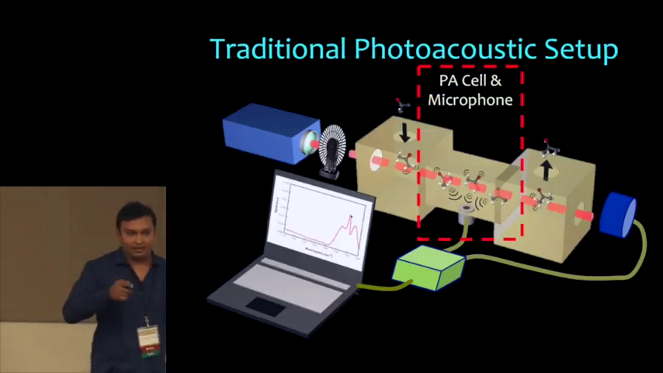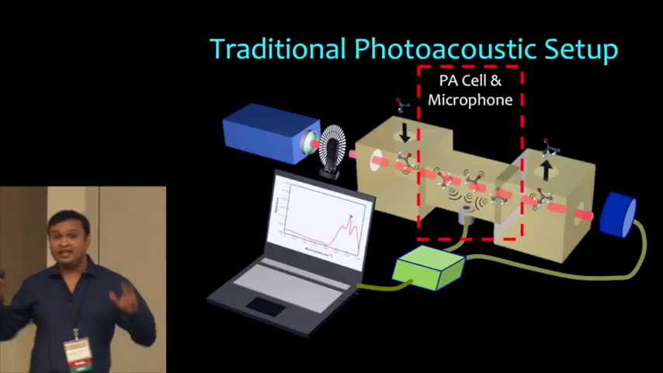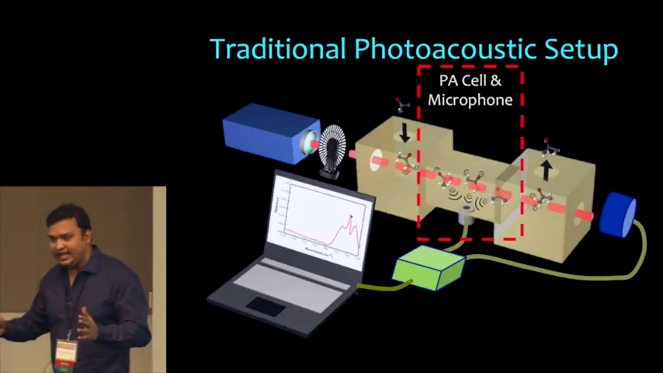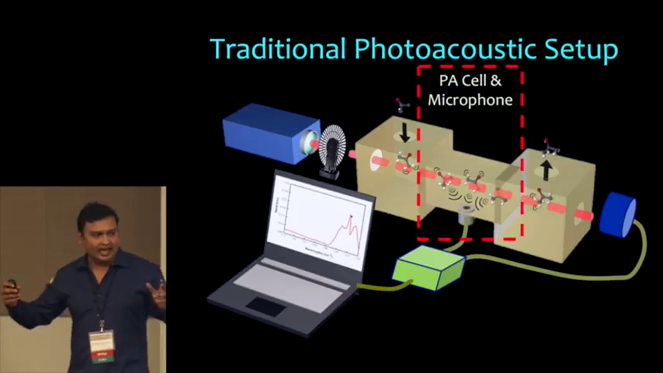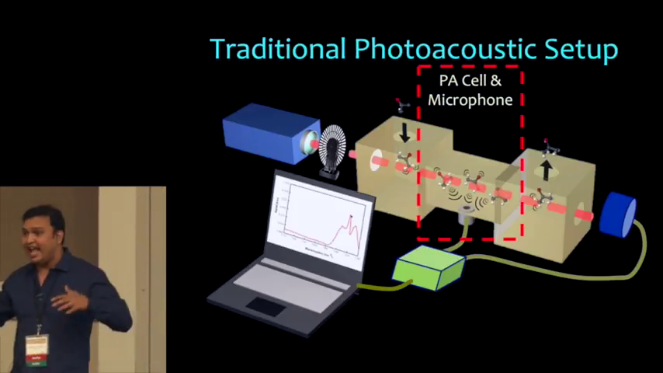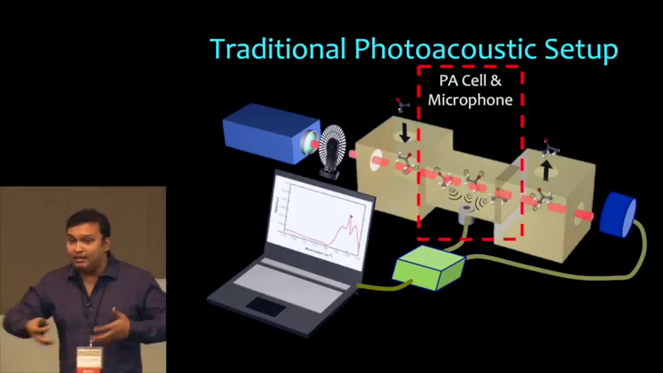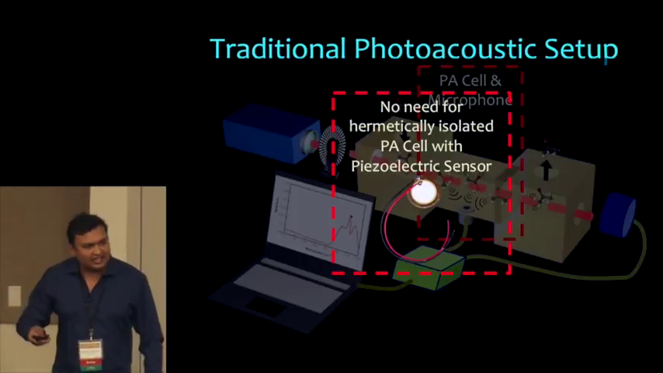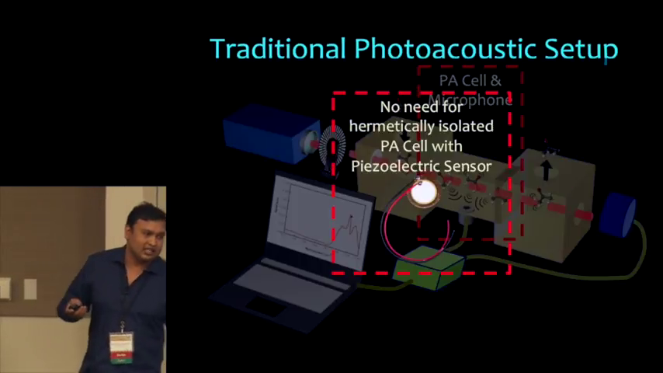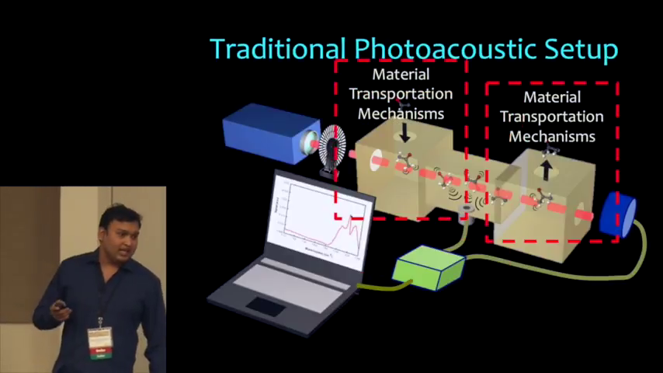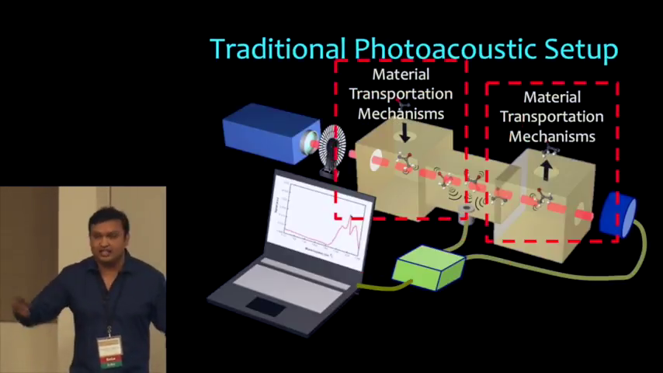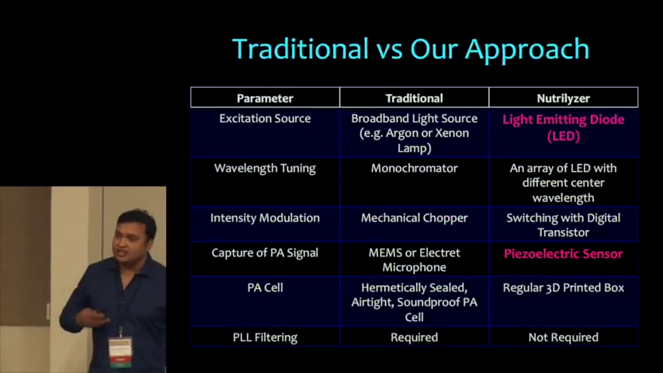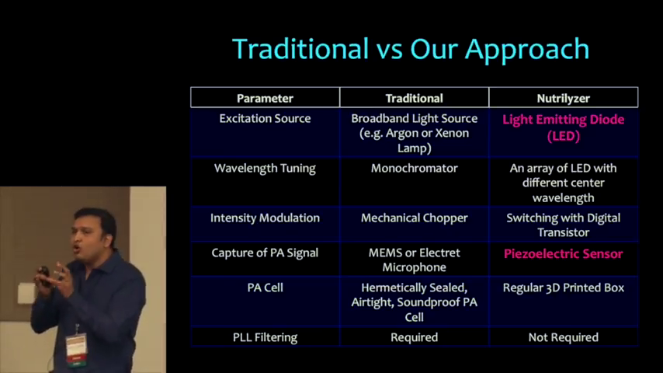Lastly, the bottleneck part of a traditional photoacoustic setup is a hermetically isolated photoacoustic cell. It essentially isolates the target analyte material in every sense, and it contains a microphone so that the photoacoustic cell can act as an acoustic resonator and help the microphone capture the sound, because the photoacoustic sound in and of itself is very weak. We don't need the hermetically isolated photoacoustic cell because we have used a piezoelectric sensor, and there's no need for the sophisticated material transportation mechanism that the traditional setup used. Essentially, a light emitting diode and piezoelectric sensor duo was at the core of our design.